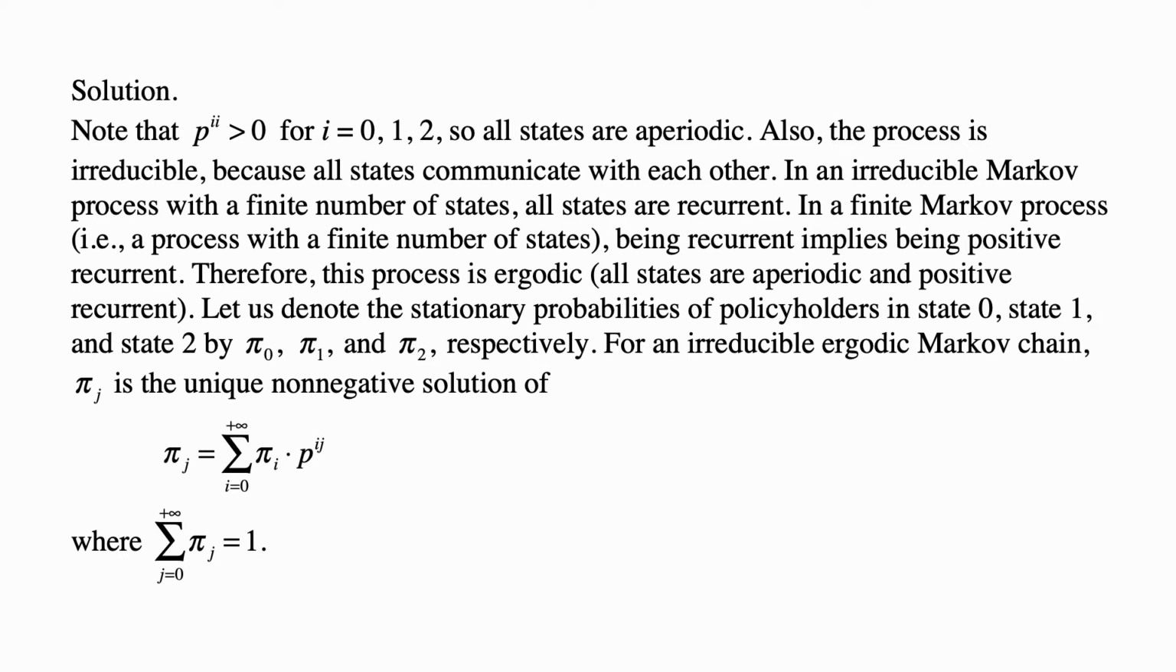So, for an irreducible ergodic Markov chain, pi j is the unique non-negative solution of pi j equals the sum for i equals 0 to plus infinity of pi i times p_ij, where p_ij is the probability of transitioning from state i to state j. These equations are called the balance equations, where the sum from j equal to 0 to plus infinity, well, of course we have a finite number of states, but this is just the general result, is 1.